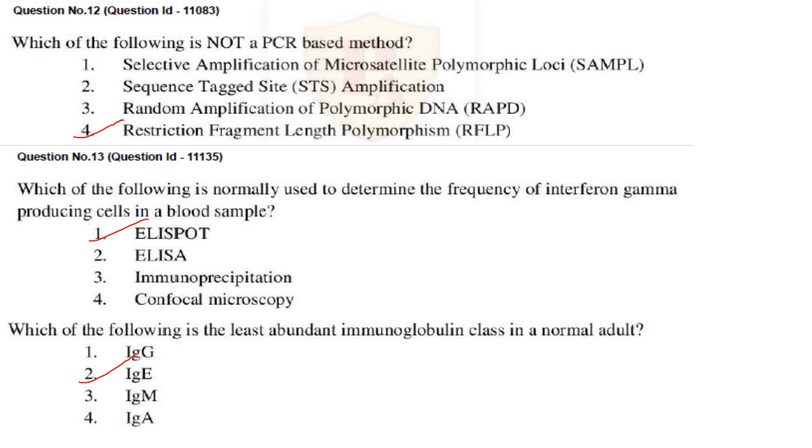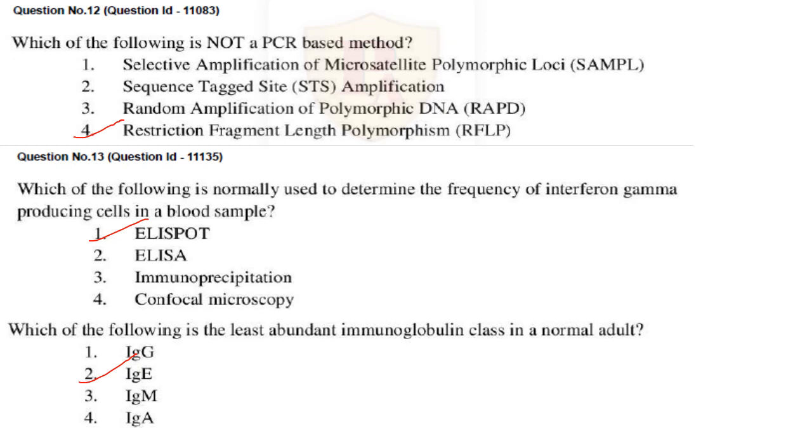The next one. Which of the following is not a PCR based method? So out of these, restriction fragment length polymorphism or RFLP is not a PCR method. It involves the use of restriction enzyme and Southern blot. Whereas the other three are PCR based methods.